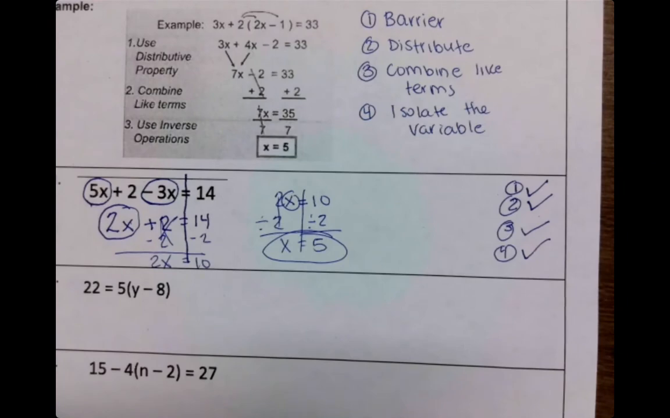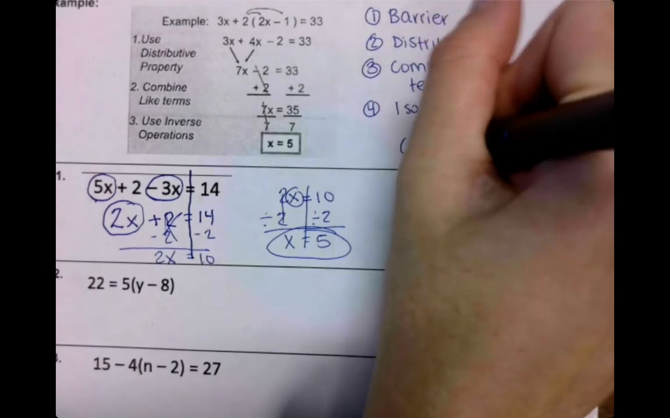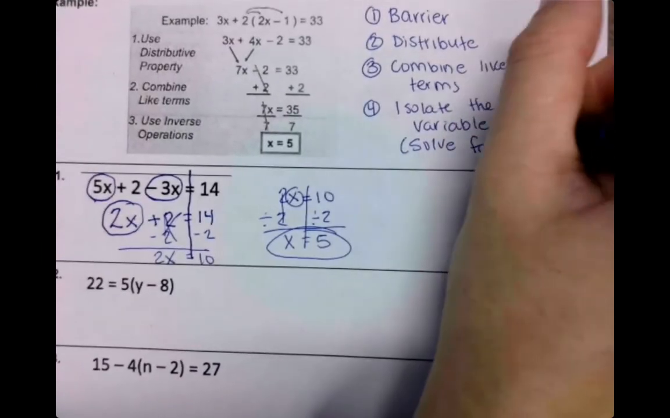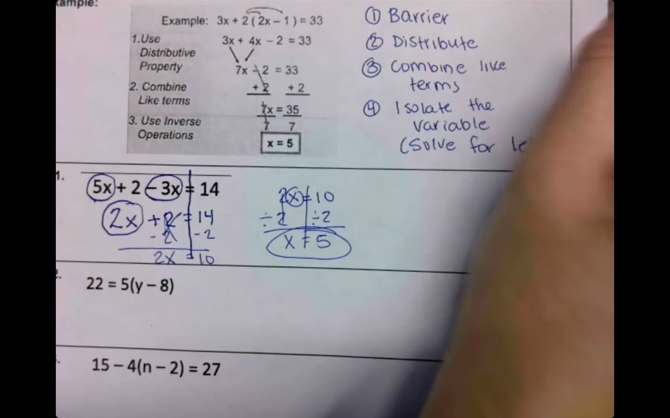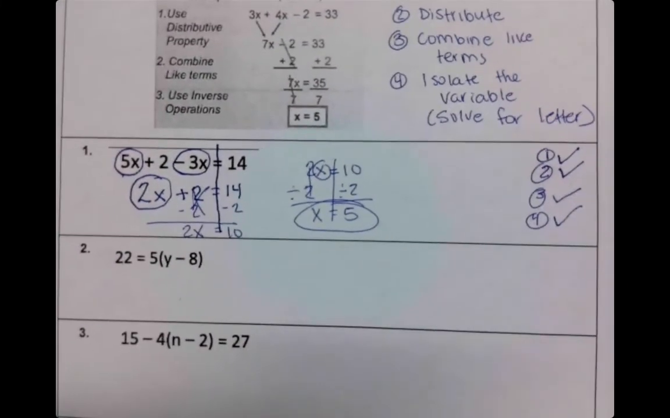So when I say isolate the variable, that's literally the solving piece. When I say isolate the variable, that's literally the solve-for-the-letter piece. Okay? That's all that it means.